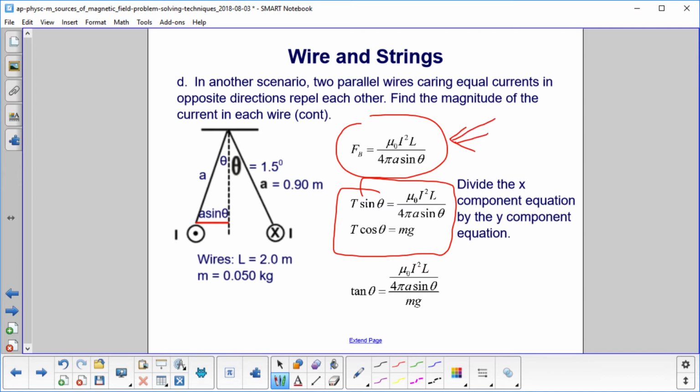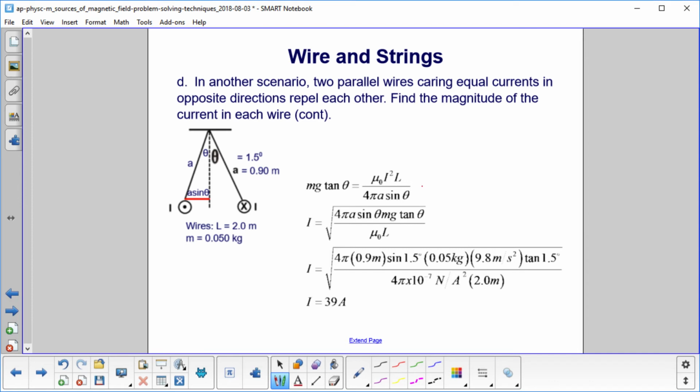Once again, we divide them by each other. Sine over cosine turns into tangent. Then we have all this stuff over here. And now we'll go to the next slide to continue the algebra. We have this from the previous slide, and we just go ahead and solve that for I. And that's what we have here.